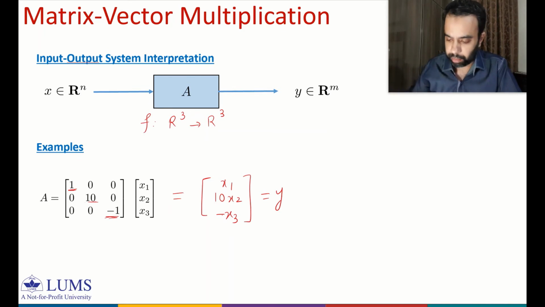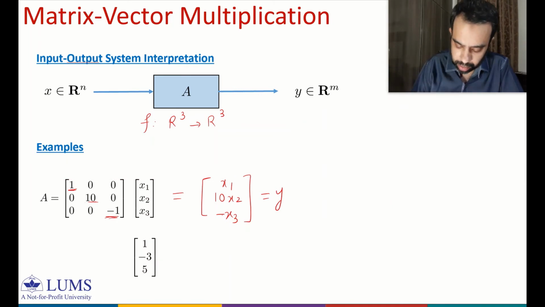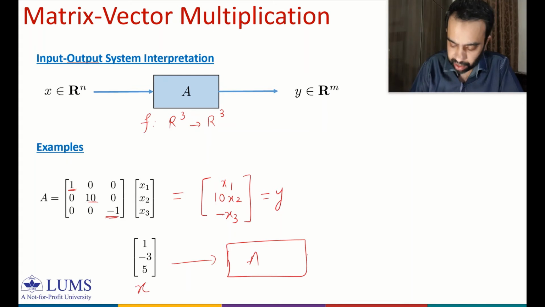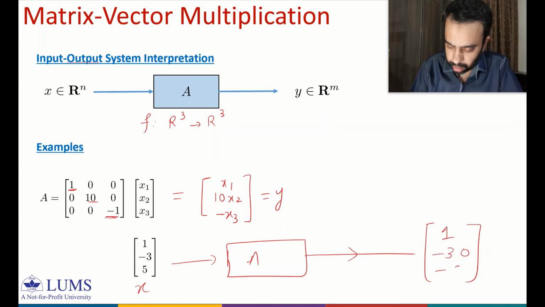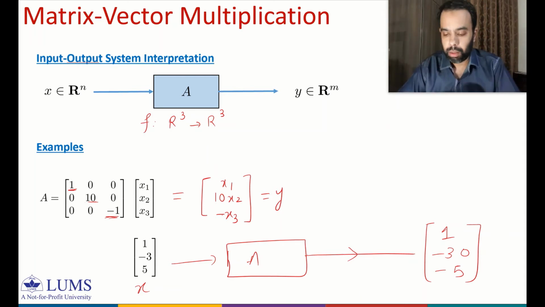So this is y here, right? Say for this particular example, if I give this input, 1, minus 3, 5. So what do I get? So if this is x and this is input to a system A, it's defined by A, and what you get is 1, minus 30, minus 5. Right? So a diagonal matrix simply represents scaling of different components. So let's also take one more example.